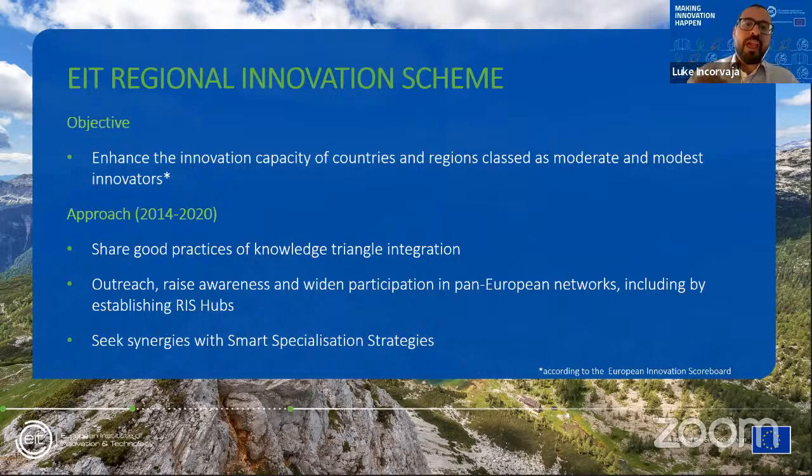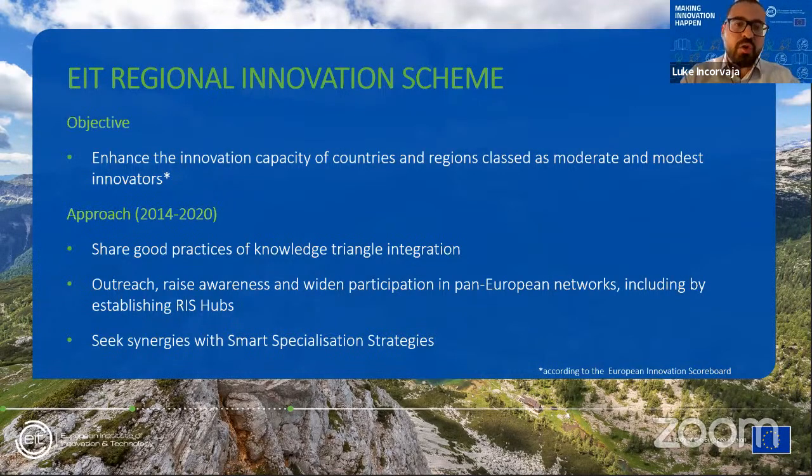The EIT RIS aims to help those countries which are lagging behind in terms of innovation, giving them a leg up in order to help those innovation ecosystems reach the same capacity as their more innovation-advanced peers in Europe.